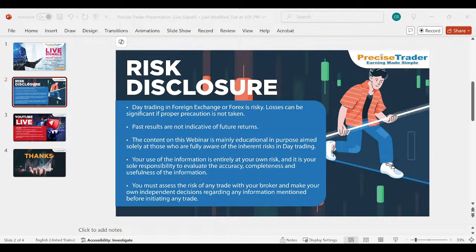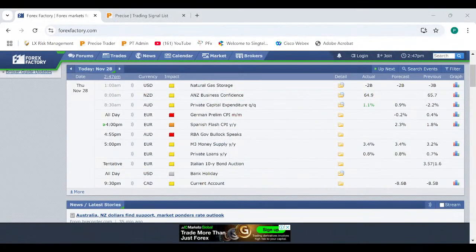Do take note of the risk disclosure. Day trading in foreign exchange is risky. Past results are not indicative of future returns. The content on this webinar is mainly for educational purposes, and you use the information entirely at your own risk, and you must assess the risk of your trade with your broker before you put in your trades. So with that, I think we will proceed with the live analysis.